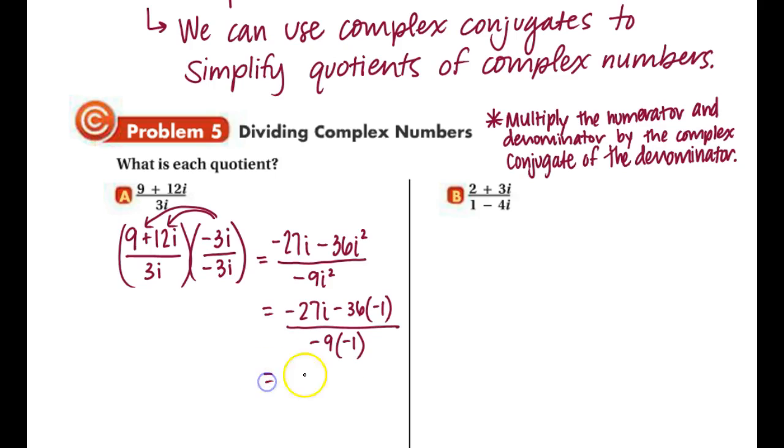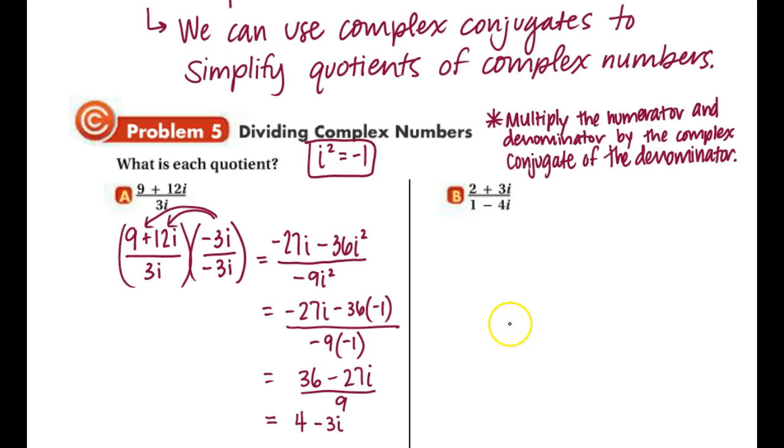So now we have, putting the real part first, positive 36 minus 27i on top and positive 9 on bottom. From there, we can divide the 36 by 9 as well as the -27 by 9. So we get a simplified form of 4 minus 3i. And that would be the quotient.